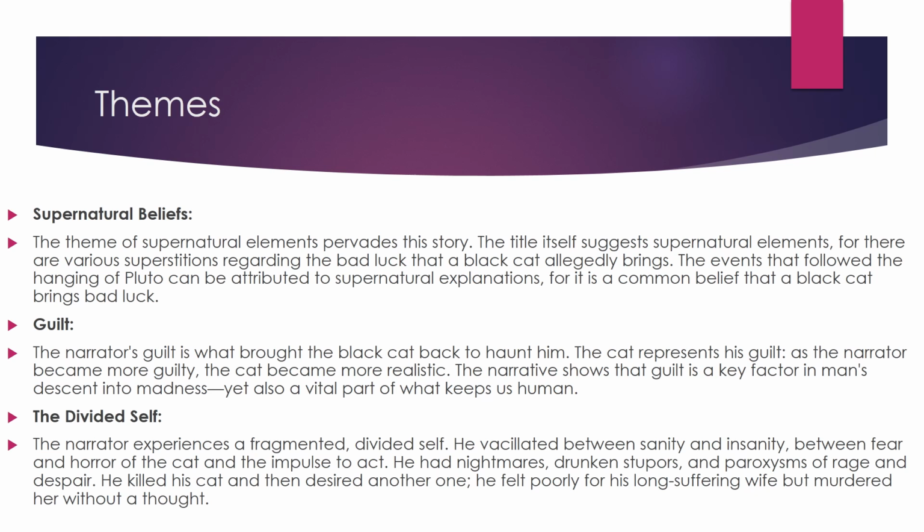The divided self. The narrator experienced a fragmented, divided self. He vacillated between sanity and insanity, between fear and horror of the cat and the impulse to act. He had nightmares, drunken stupors, and paroxysms of rage and despair. He killed his cat and then desired another one. He felt poorly for his long-suffering wife, but murdered her without a thought.